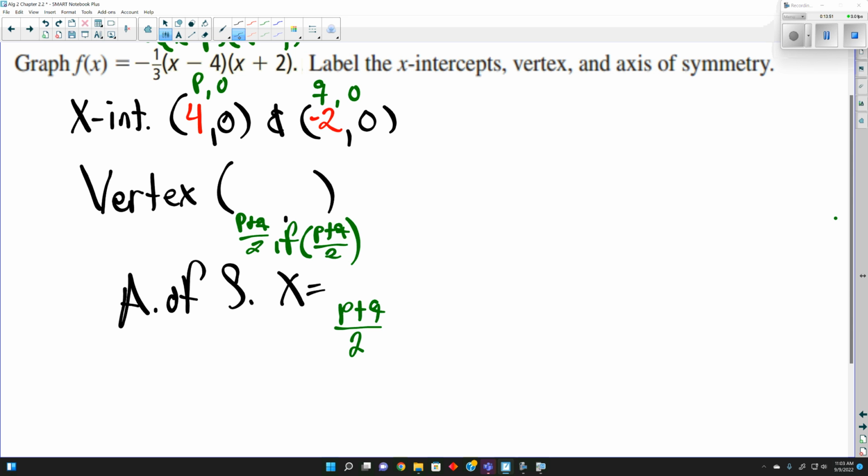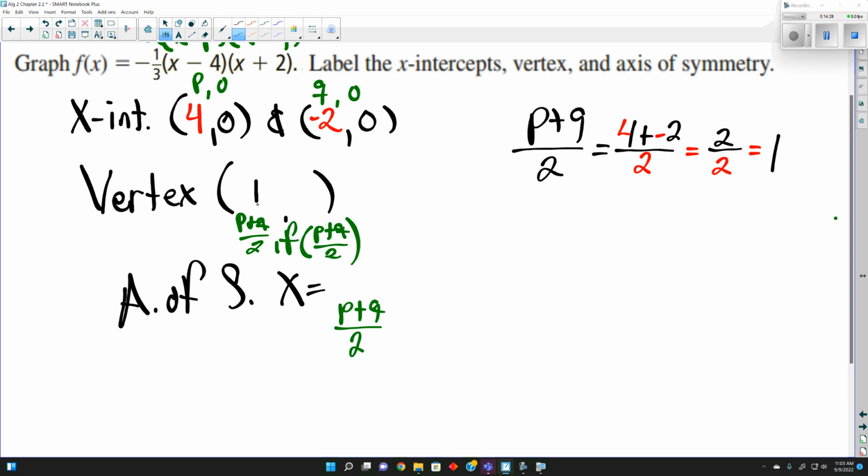So we need to find what? We need to find out what p plus q over 2 is. Now, to calculate that, we just need to plug in p and q. Well, we already found p and q. So we take 4 plus -2 over 2. Yes, because 4 plus -2 is 2, and 2 divided by 2 is 1.